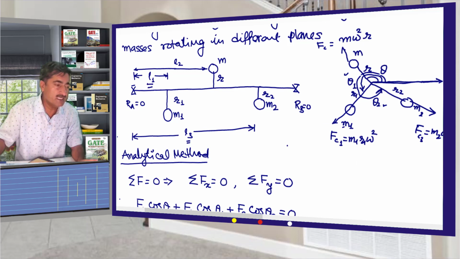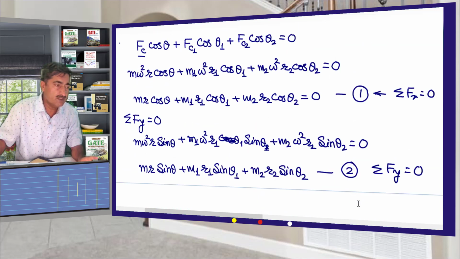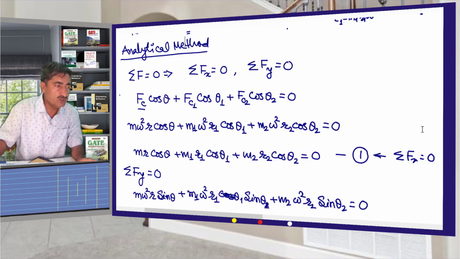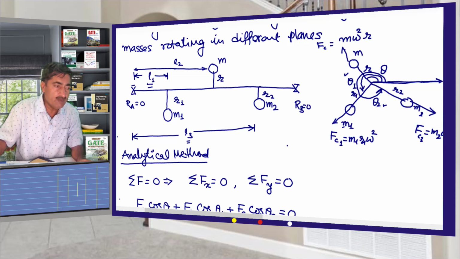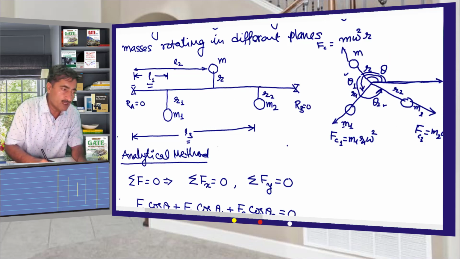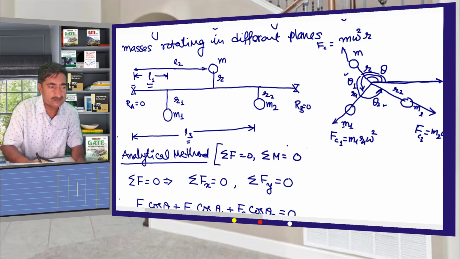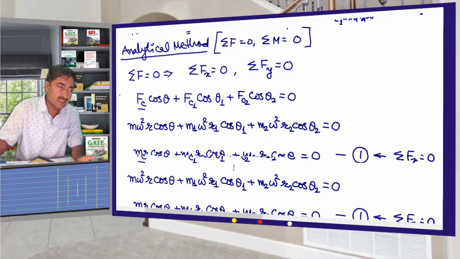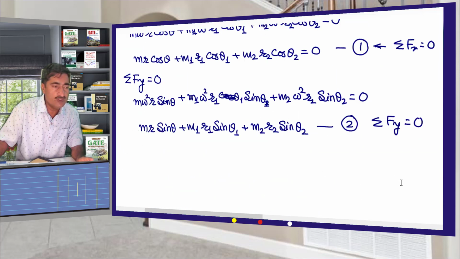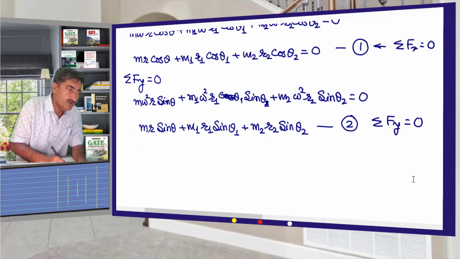This is the first condition, summation F equal to 0. For completely balancing, means dynamic balancing also, summation F equal to 0 and summation M equal to 0. Okay. From summation F equal to 0, we have two equations.